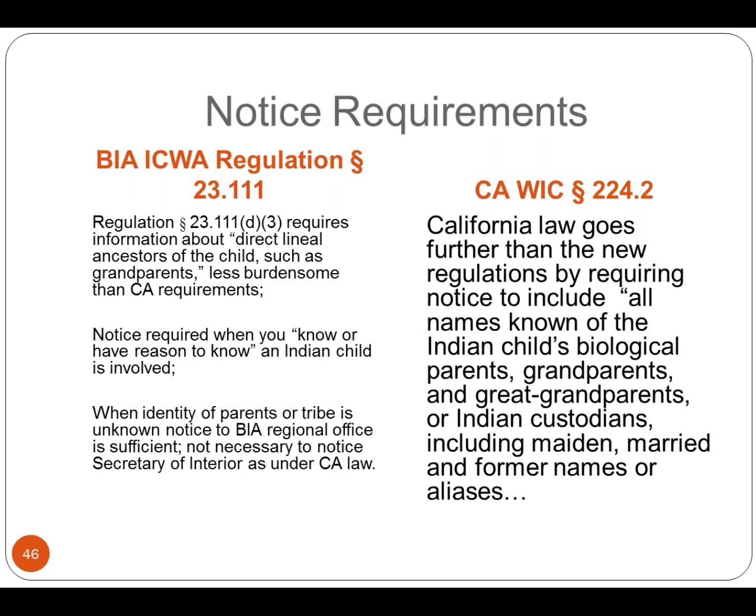Notice requirement. Now, notice under the regulations requires information about direct lineal ancestors such as grandparents. This is less burdensome than California's requirements, which include biological parents, grandparents, and great-grandparents. When the identity of the parents or tribe is unknown, the regulations tell us to notice the BIA regional office. So California law, again, has a higher standard than what we see under the new regulations. It also requires maiden, married, and former names or aliases.